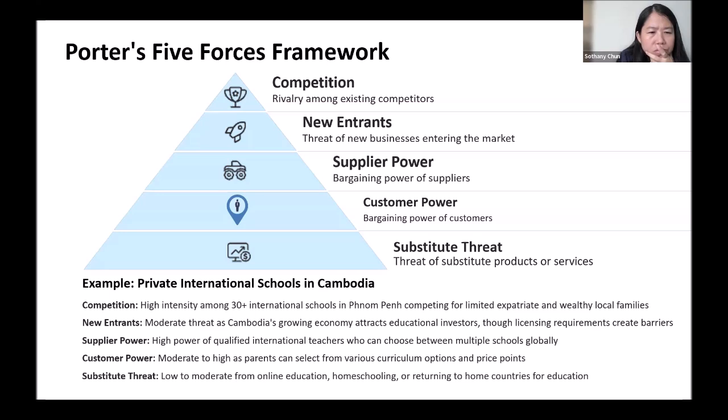In the case of substitute threats, it's low, as right now everyone is required to have an education. Online is not yet accepted, or homeschool. We don't have any parents who can do homeschool. The government does not recognize it at all, for example. So it is very low in terms of substitute threats.